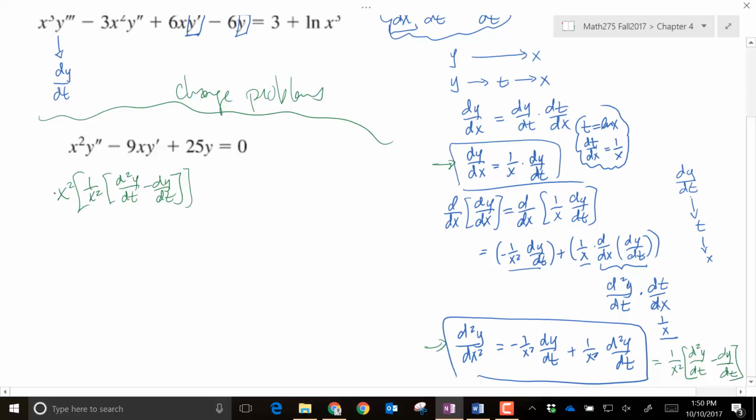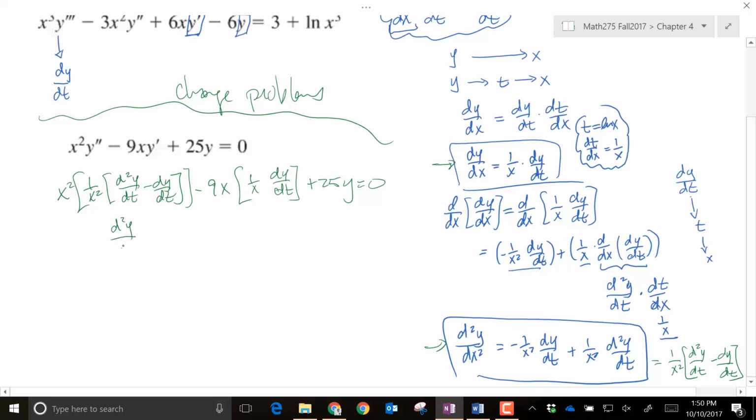So that 1 over x and the x squared conveniently will cancel. And then you got 9x, and then the y prime, where are we? Here, this is our y prime is 1 over x times dy dt. Again, the x's will conveniently cancel. So we can simplify this a little bit.